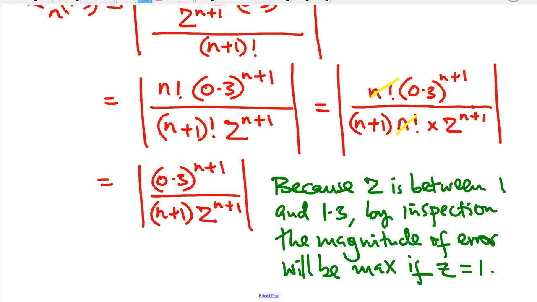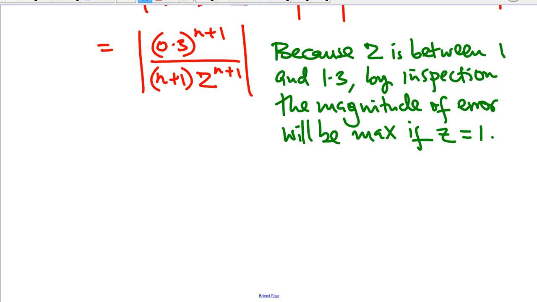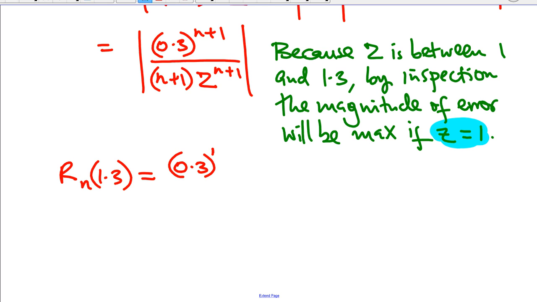Anyway, if I plug that in, so z is equal to 1, I'm just going to highlight that important thing. So if I plug that into the error term here, then that will mean that our error term will simplify to 0.3 to the power n plus 1 over just n plus 1.